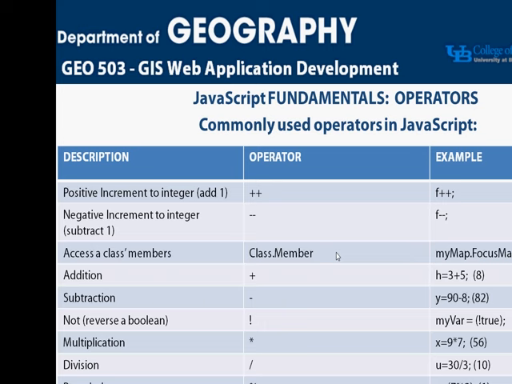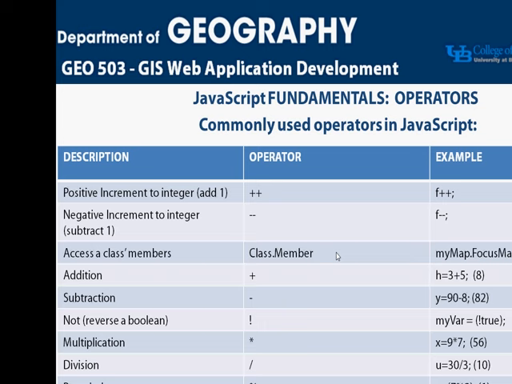You access an object's members or properties with a dot. We've seen that already. So string dot length is a way to get at the length property of a string. So you've noticed that in all the examples before, we use a dot. This just kind of formalizes that for us on this table.